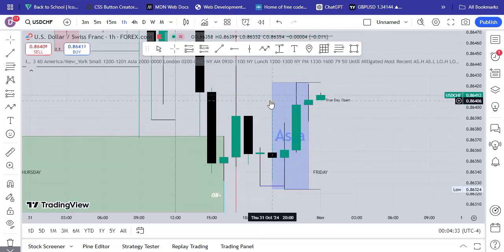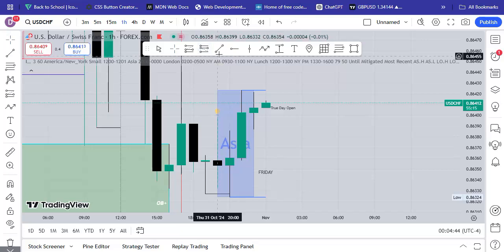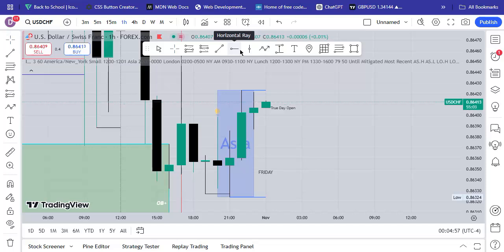Price came quickly, taking out this high, this candle's high, and then we had this open, and then we had this close. So if I'm going to be taking an implied, this is going to be an implied fair value gap. Okay, so let me look at this. I could take this trade. I could take the trade, but I'm not advising anybody to take the trade.